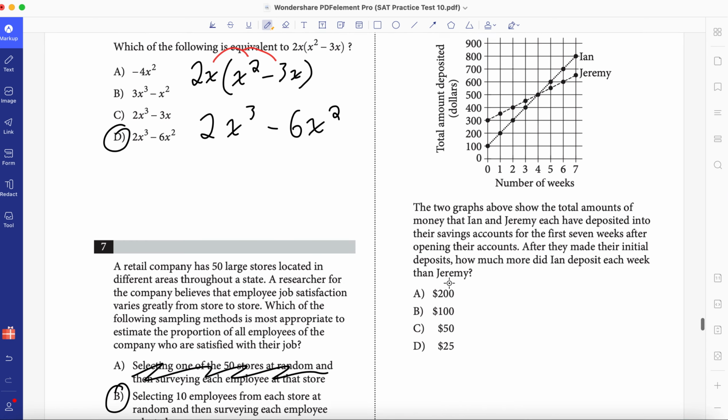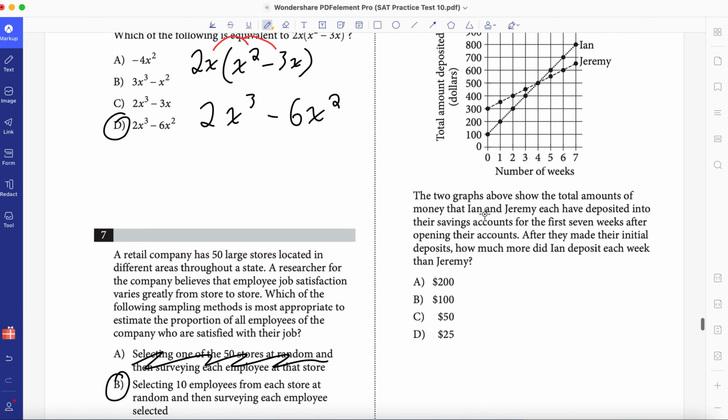And then for number 8, the two graphs above show the total amounts of money that Ian and Jeremy each have deposited into their accounts for the first 10 weeks after opening them. After they made their initial deposit, how much more did Ian deposit each week than Jeremy? So this is just asking us for the slope. What is the slope of these two lines? So now let's look. For Jeremy, we know that for every 1 week, he goes up $100. So let's just write J for Jeremy. Jeremy deposits $100 per week.